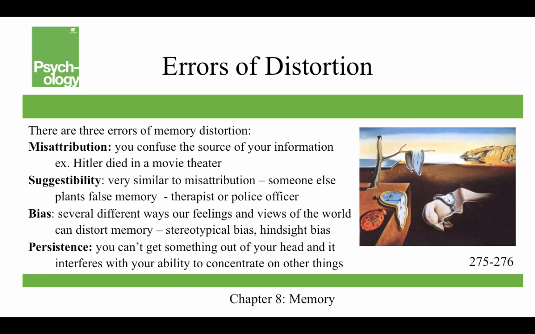What about memory distortion? Well, there are three errors of memory distortion. One is misattribution. This is when you confuse the source of your information. Now, my dad would do this all the time, and it endlessly amused me and my friends. He liked to read historical fiction books, and then he would talk about events from the historical fiction like they really happened in reality. And so we would always question him about that.